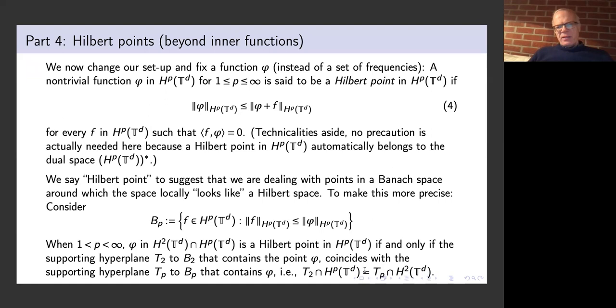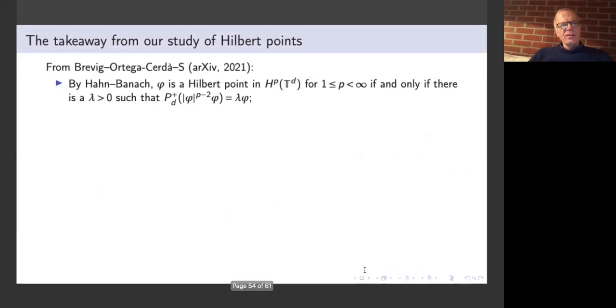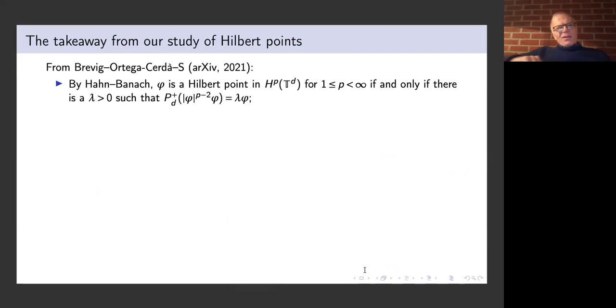I will just list now the things that we found in our recent study of this. The first thing is that you get the Hilbert point by solving this nonlinear equation. Here I take the Riesz projection and I plug in this function, and I require that I get back phi with some constant in front. This comes from LP orthogonality. This is a rather obvious thing: you get your phis as solutions of this equation. LP orthogonality is the keyword for this.